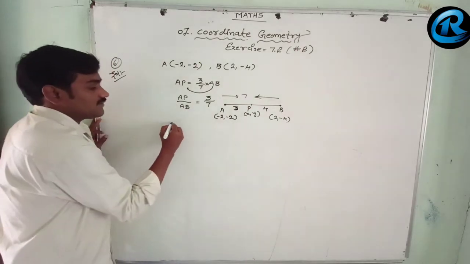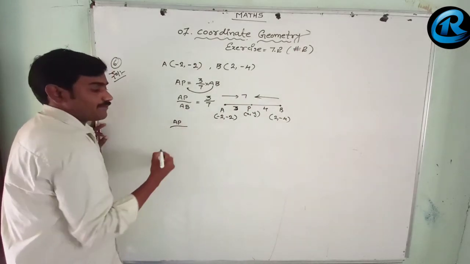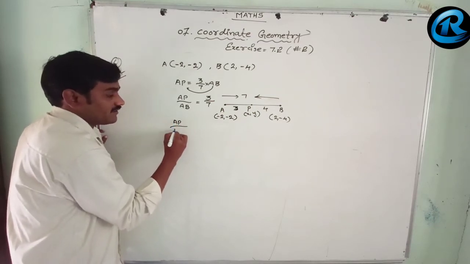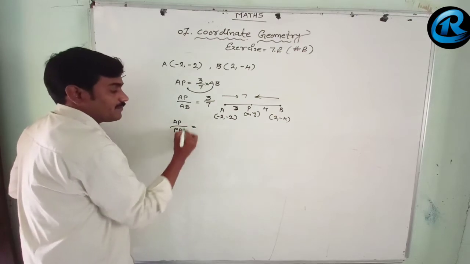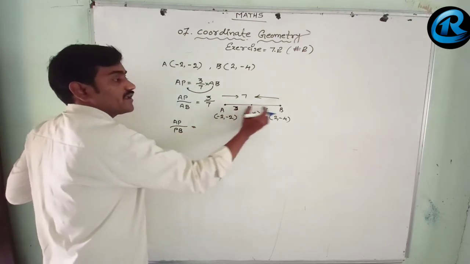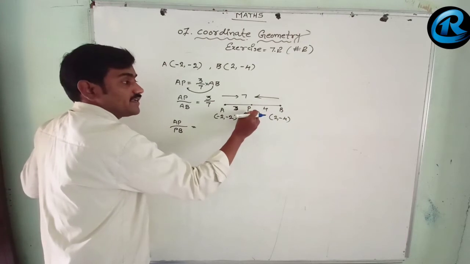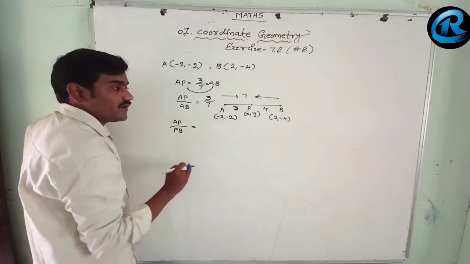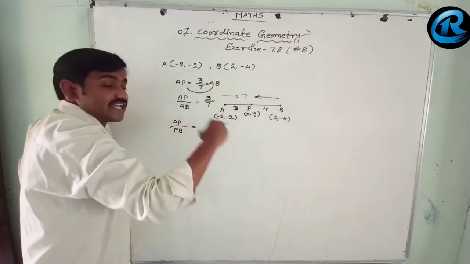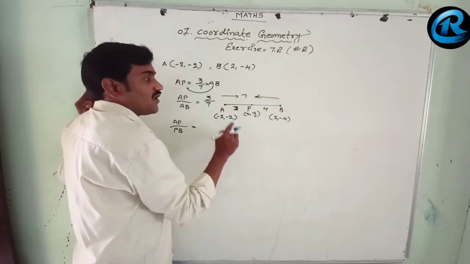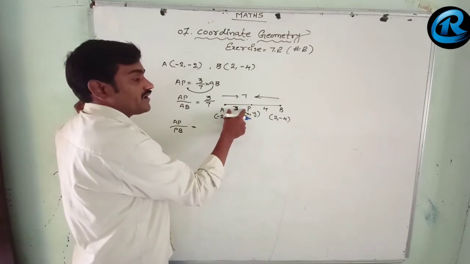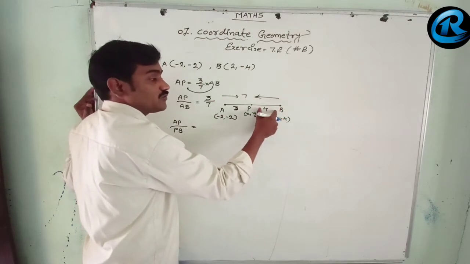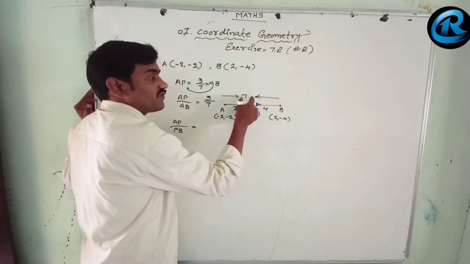Now we can write this ratio as AP by PB. We need AP is to PB, that is, in what ratio the point P divides the AB line segment. That is what we need to find. AP is given as 3 parts but AB is 7 parts. That means PB should be 4 parts. Then only 3 plus 4 will be 7.